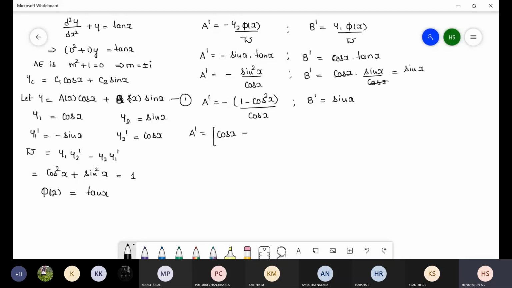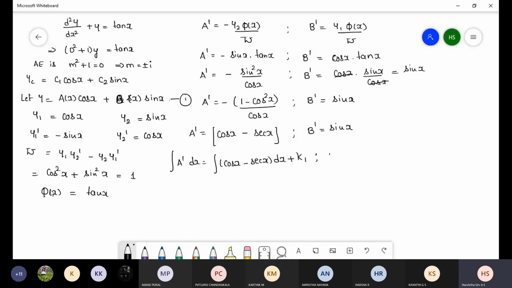What is the value of 1 by cos x? 1 by cos x is secant x. I just write here secant x. B dash I will write sin x. Apply the integration on both sides.